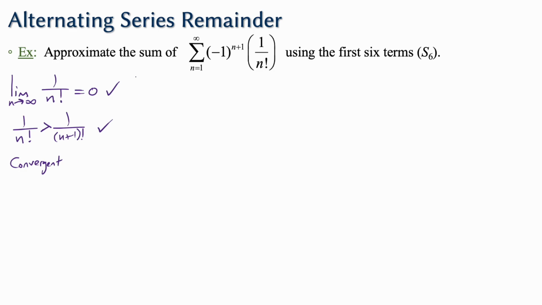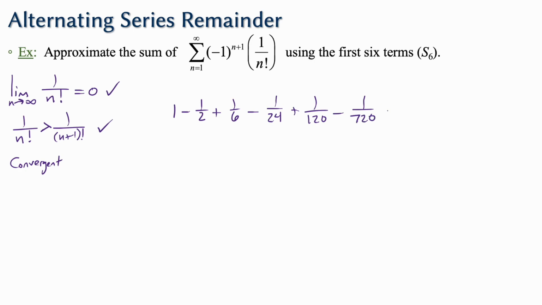Okay, so what we want to do is figure out what this sum is going to be. I want to approximate using the first 6 terms. If I plug 1 in, we get 1. If I plug 2 in, we get negative 1/2. Remember, it's alternating. Because I'm using n plus 1, the odds are positive and the evens are negative. If I plug a 3 in, the third term is a positive 1/6. Plugging a 4 in gives a negative 1/24. Plug a 5 in, it's positive 1/120. Plug a 6 in, it's negative 1/720.